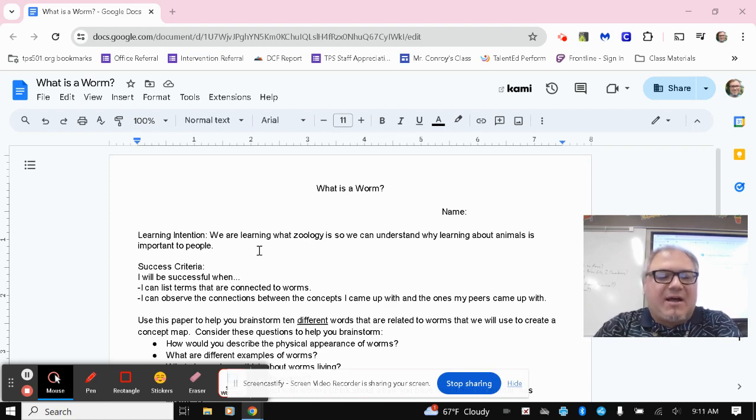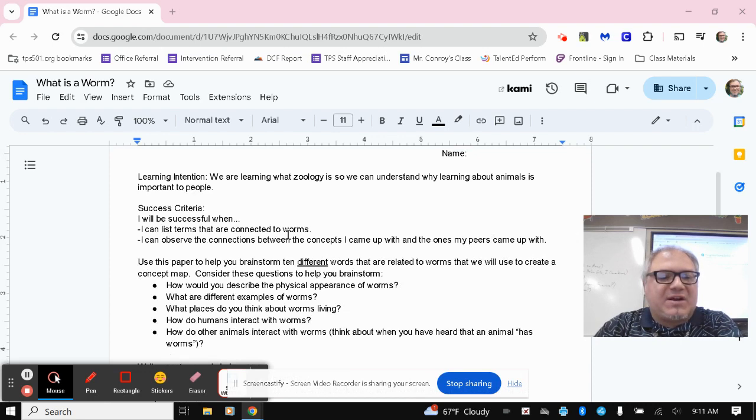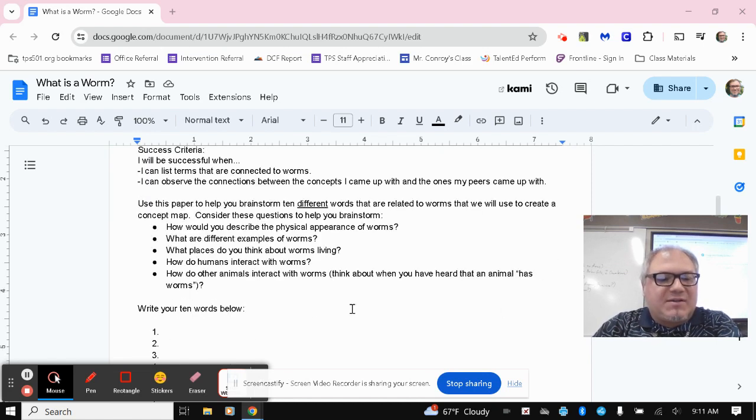Success criteria: I'll be successful when I can list terms that are connected to worms and I can observe the connections between the concepts I came up with and the ones my peers came up with. So the assignment is pretty straightforward and simple. You're just going to be brainstorming 10 different words that are related to worms to help us create a concept map in class. You don't have to directly answer each of these questions, but they are just to help you think of terms that would fit for what we're brainstorming here.